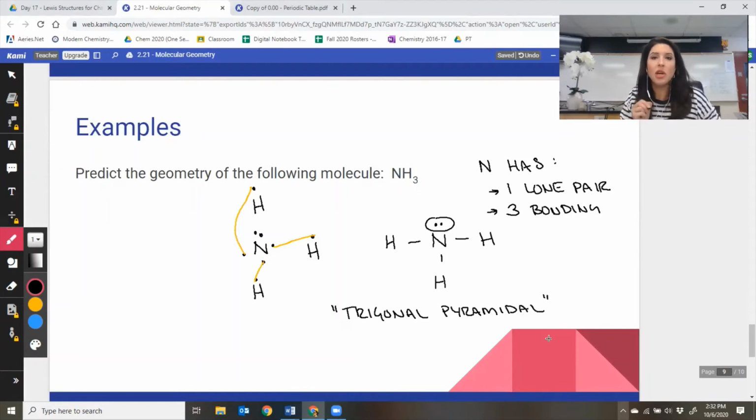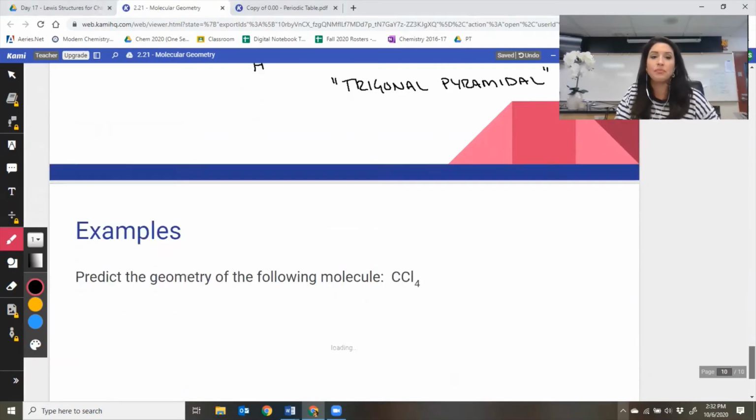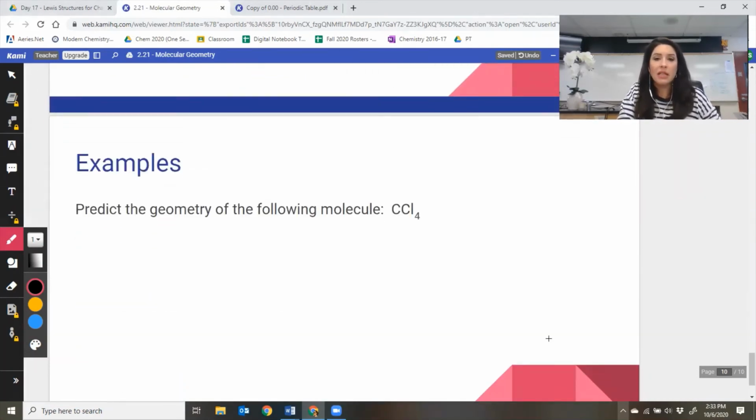All right, let's try one more example. And then tomorrow we'll get in the lab and we'll actually start playing around with simulations for these. Carbon, the central atom, bonded to 4 chlorines. And when you draw out the Lewis structure, you end up with chlorine having 6 electrons and one bond, 3 pairs of electrons and 1 bond, 3 pairs of electrons and 1 bond. But again, we are only looking at the central atom.